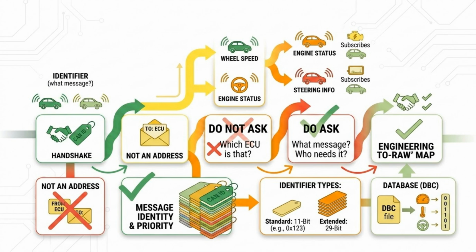Standard CAN frames can use an 11-bit identifier. Extended CAN frames can use a 29-bit identifier. The actual meaning of each identifier is defined by the vehicle network design. A CAN database, often represented using DBC files, can describe how raw CAN bytes map to engineering signals, such as speed, temperature, or state. So when you see identifier 0x123, do not ask which ECU owns that address. Ask instead, what message does this identifier represent, and which controllers need that information?